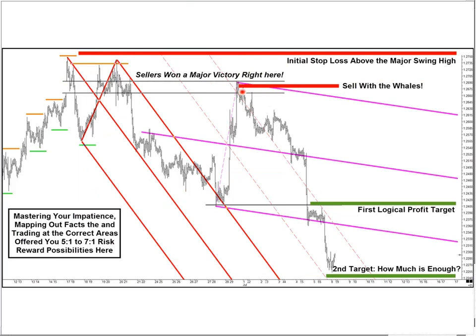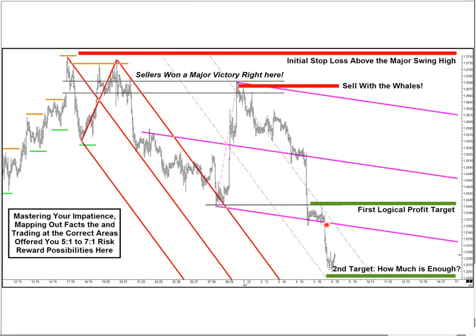There's various logical profit targets to the downside. First one, of course, is our prior low. And you can see we get a huge vertical move right to it. It's a great time to take profit. Why? Vertical moves sometimes are terminated because then time and space have to catch up.